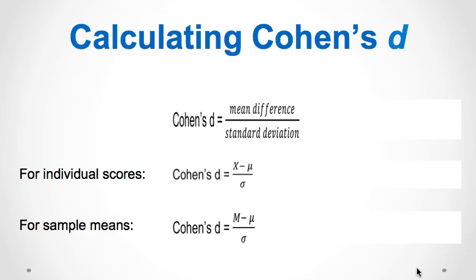I want to add one quick thing. With Cohen's d, or effect sizes, because these are magnitudes, Cohen's d is never a negative number. And so if there is a negative when we do this formula, we just remove it and we always report a positive Cohen's d.